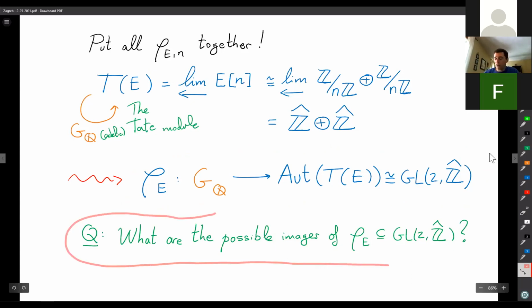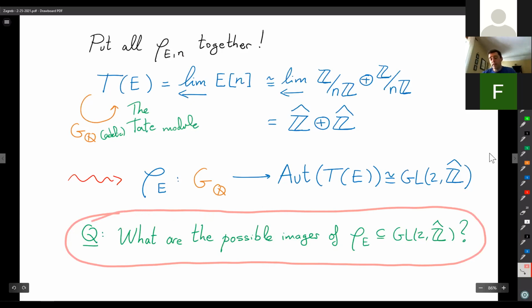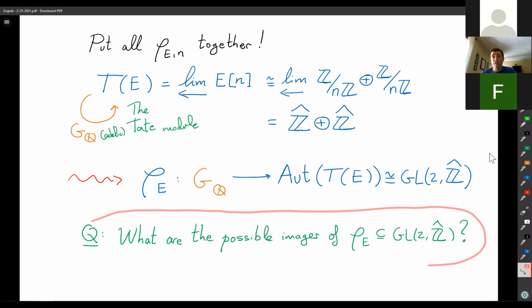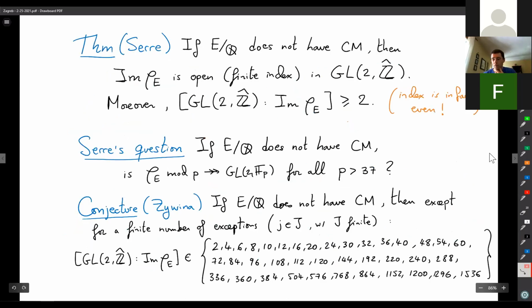what are all the possible images that this adelic Galois representation can have in GL2 of Z hat? We're far from that, but we have quite a bit of understanding now of some important bits and pieces of this. So here are some important theorems.